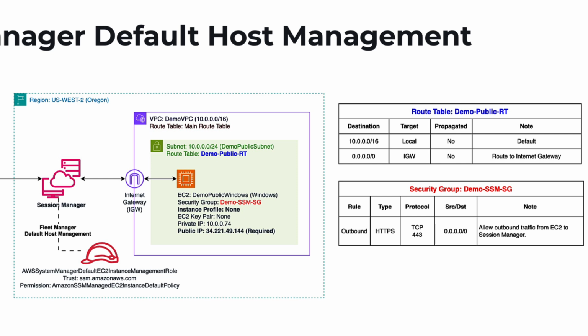Now that we have the Fleet Manager's default host management enabled, next step is to launch our EC2 instance. I'm going to launch a Windows EC2 instance inside a demo public subnet. For simplicity, I've already set up everything I need for Session Manager in a public subnet, including a route table and security group. If you want to watch detailed steps for setting up a Session Manager, you can watch the How Do I Connect to EC2 using Session Manager video.